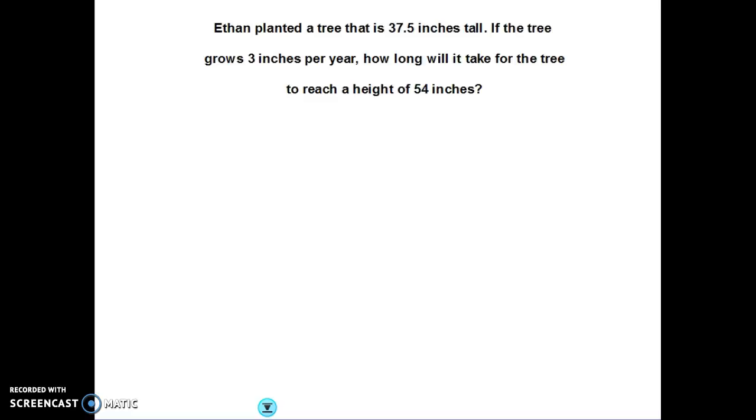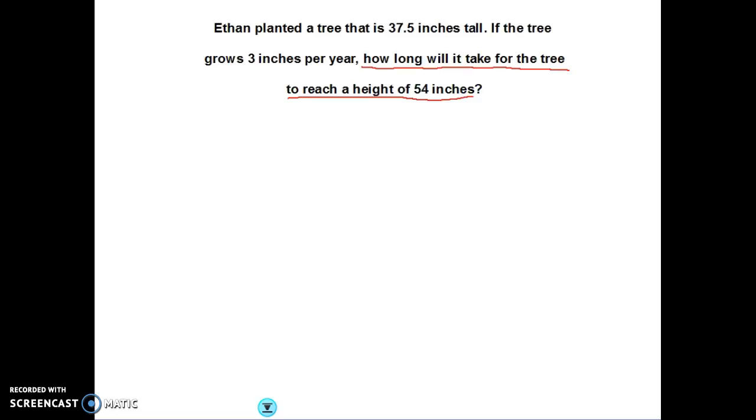Step 1. We read the problem. Ethan planted a tree that is 37.5 inches tall. If the tree grows 3 inches per year, how long will it take for the tree to reach a height of 54 inches? Step 2. We underline the question. In the last sentence, the question part is how long will it take for the tree to reach a height of 54 inches?